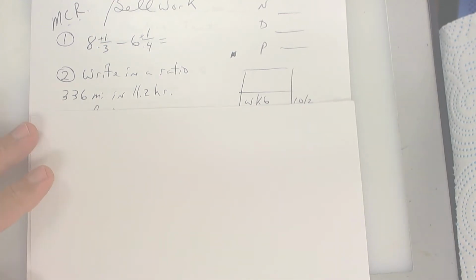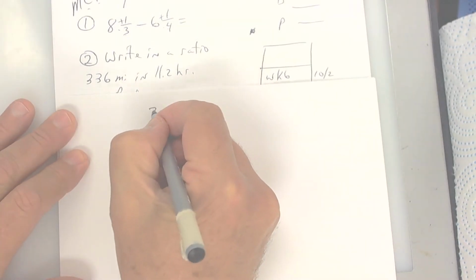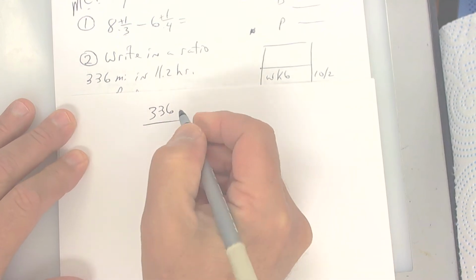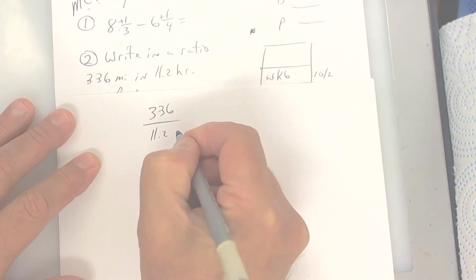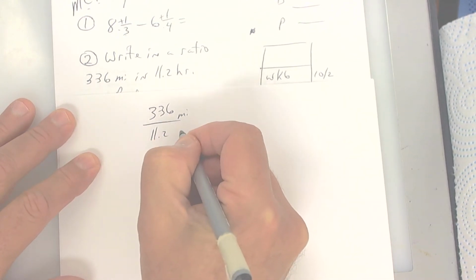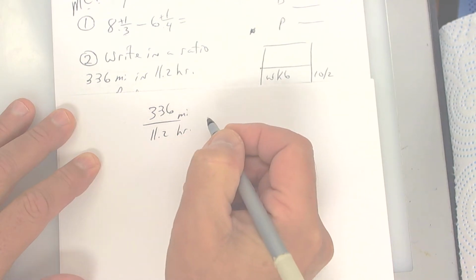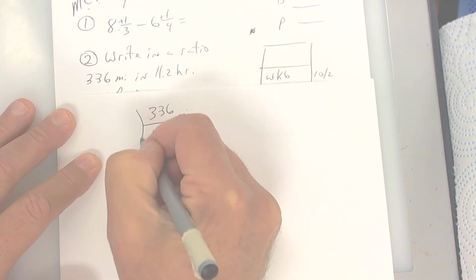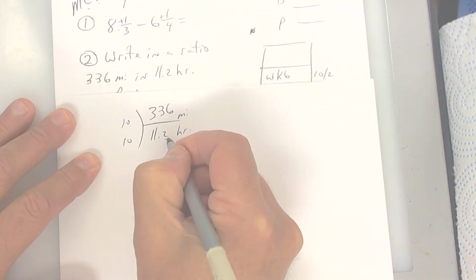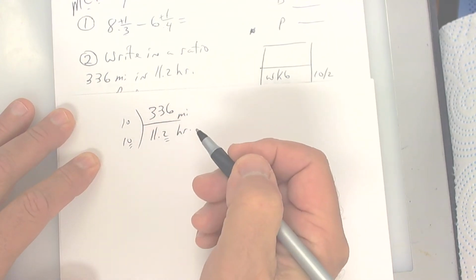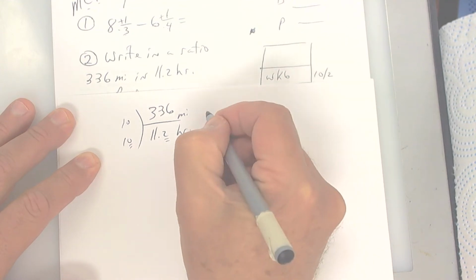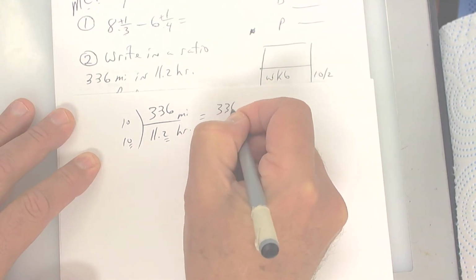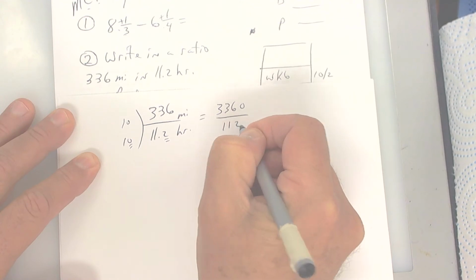Write in a ratio. Well, you have 336 miles in 11.2 hours. So this is miles per hour. Okay? Now, let's reduce it. Since there's one number in back of the decimal, multiply by 10. If there was 2, you would multiply by 100. So when you do, you get 3360 over 112.